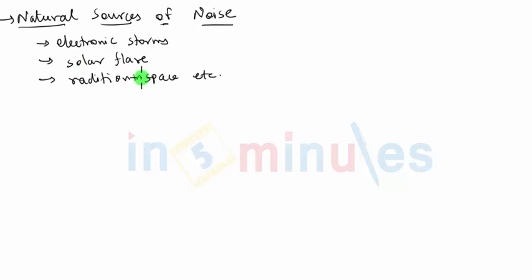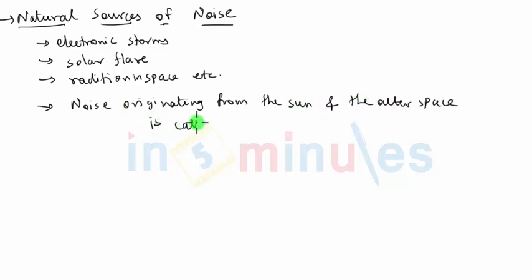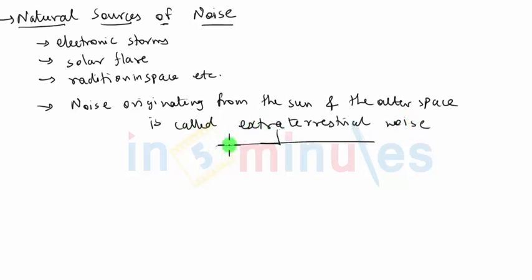The noise originating from sun and the other outer space is known as extraterrestrial noise. So the natural noise can be further divided into two categories. One is extraterrestrial noise, and the second type will be the noise originating from the sun and the outer space is known as extraterrestrial noise. So we have this special source of noise that gets originated from the sun and the outer space. Now this is called extraterrestrial noise. And extraterrestrial noise can be further divided into two types.